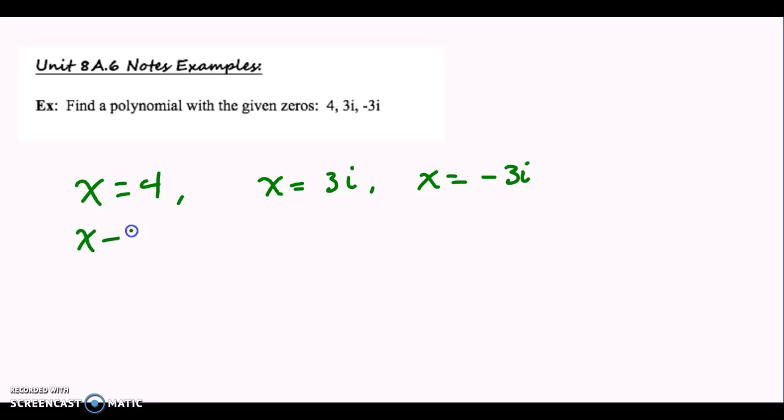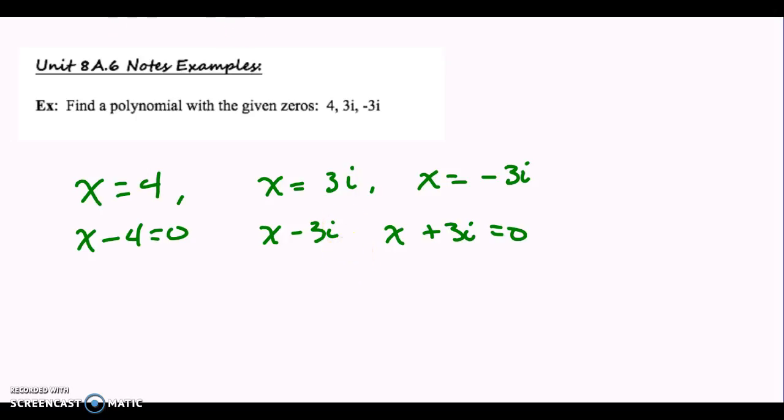We want to find a polynomial with the given zeros, which means that when they solve for the polynomial, they got x equals 4, they got x equals 3i, and they got x equals negative 3i. Cool. If I move each one over to the other side, and I think we did this a little bit earlier in our videos, we get that. Let me change the second one.